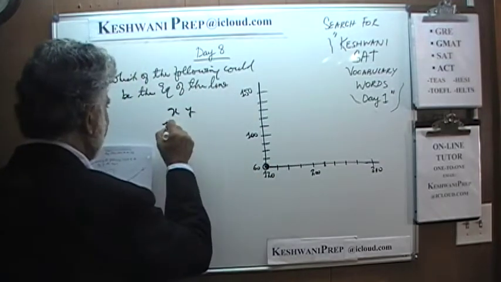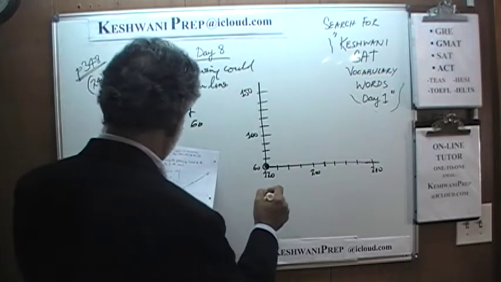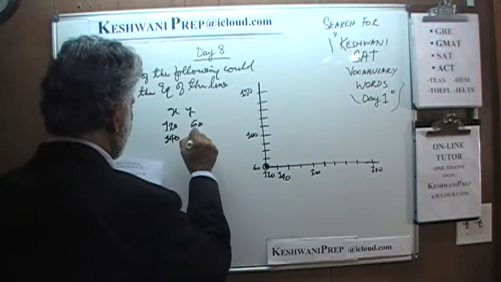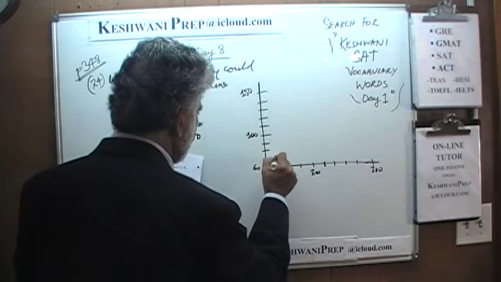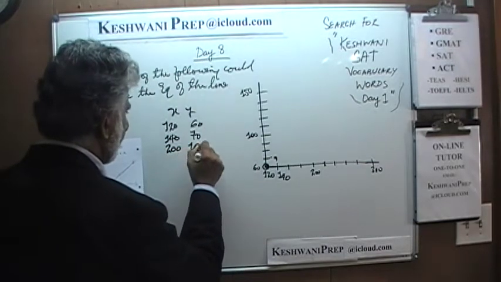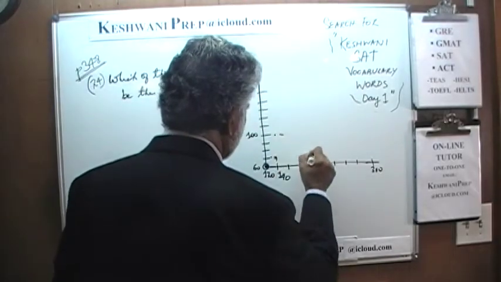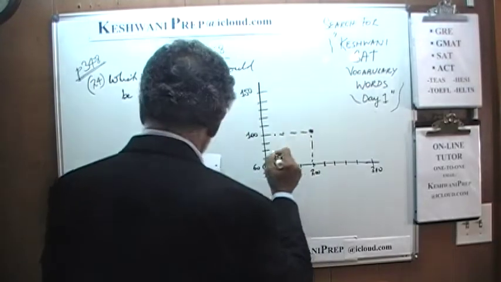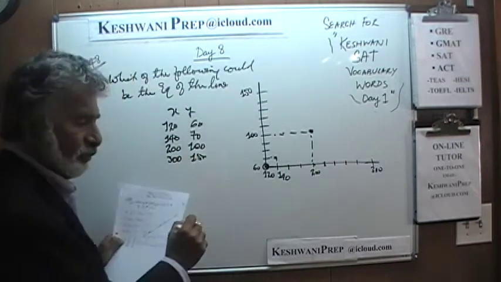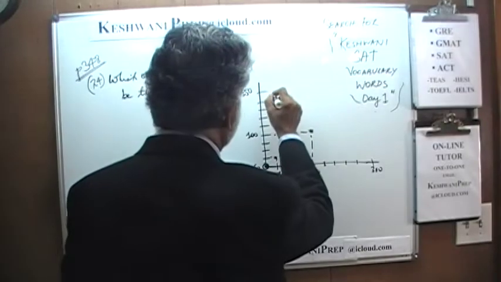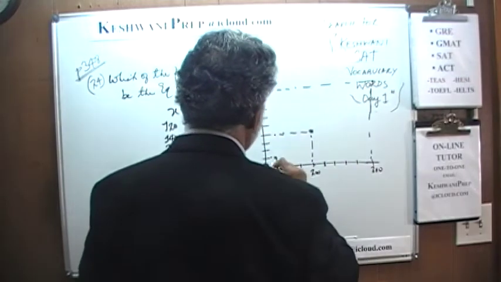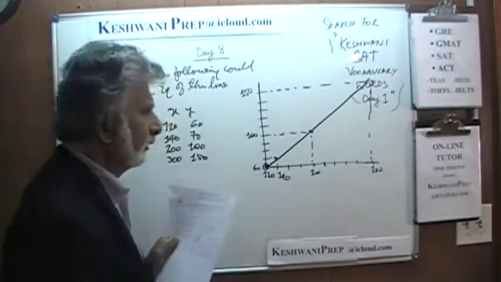We are told that when x is 120, y is 60. The next one I'm going to give you is 140 right here. When x is 140, y, we are told, is 70 right here. I'm going to give you a couple more. When x is 200, we are told that y is 100. 200 right here, 100 right here, like this. And finally, we are told that when x is 300, y is 150, somewhere up there. So it looks something like that.